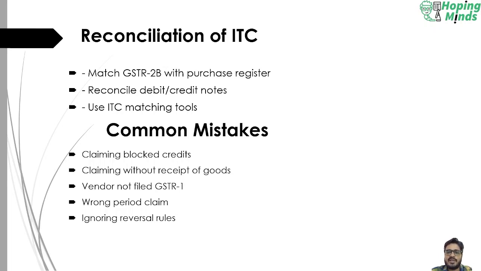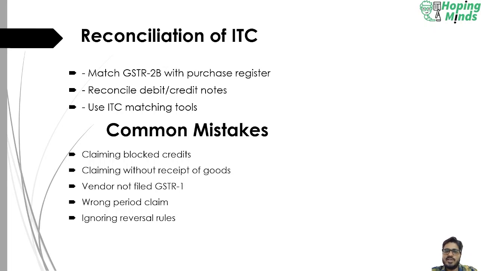Next is common mistakes. The common mistakes while claiming of input tax credit, like claiming blocked credits. So blocked credits rules must be adhered to at the time of claiming input tax credits. Then claiming without receipt of goods. So input tax credit should be claimed once the goods have been received or services have been provisioned. So without receipt of goods, input tax credit should never be claimed.